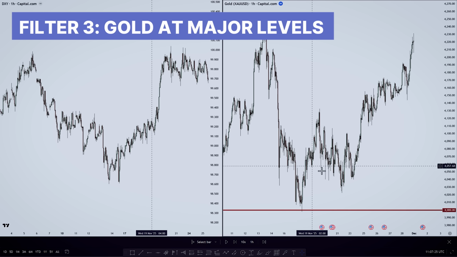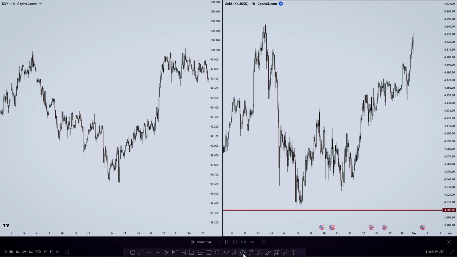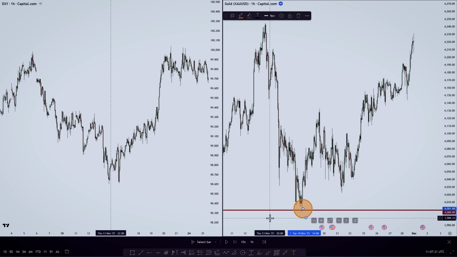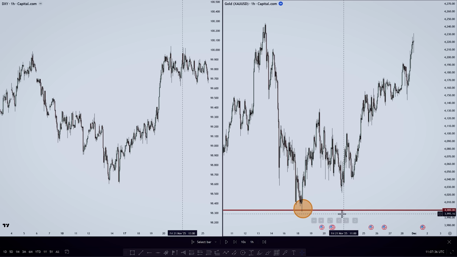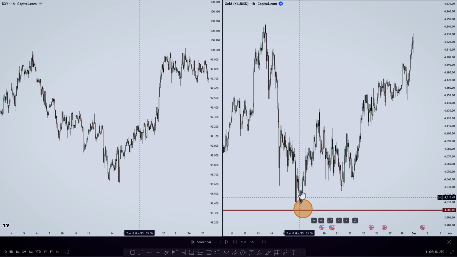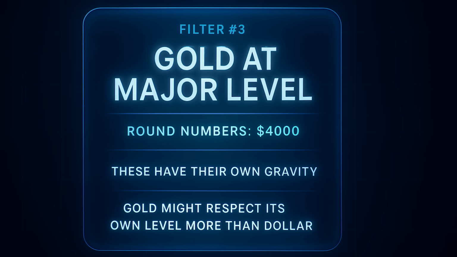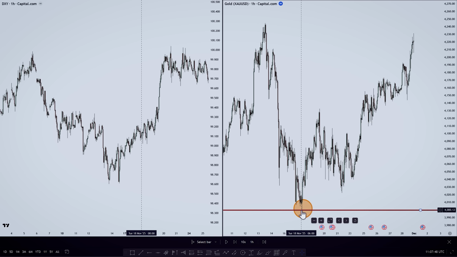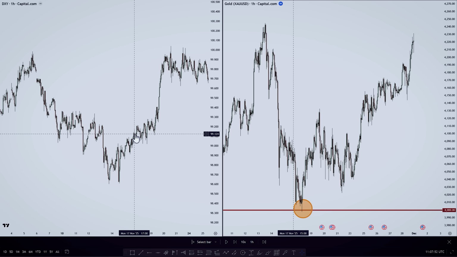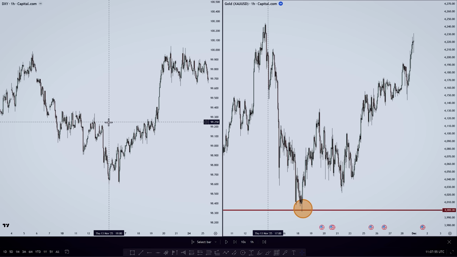Third, when gold trades at a major level. Sometimes dollar index breaks, but gold is sitting right at a major round number, like $4,000. These levels have their own gravity. Gold might respect its own level more than it follows dollar index. Before I enter, I check where gold is sitting. If it's right at a major psychological level, I'm more careful. I wait for extra confirmation.